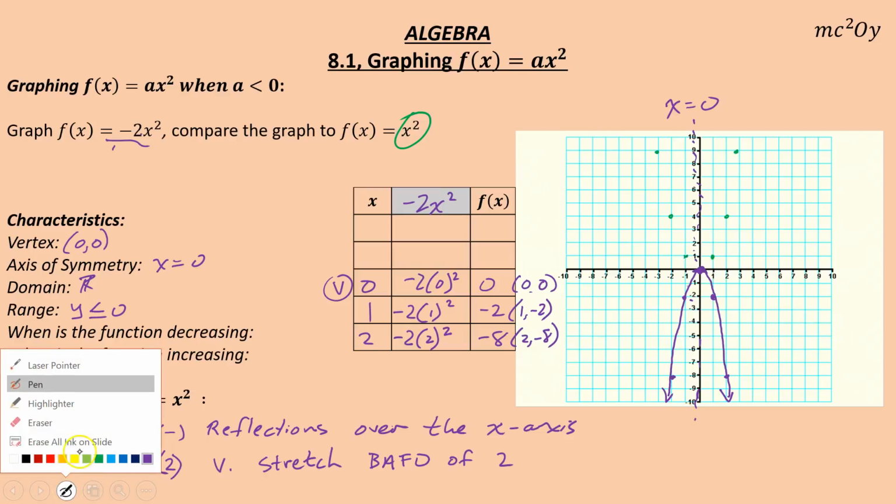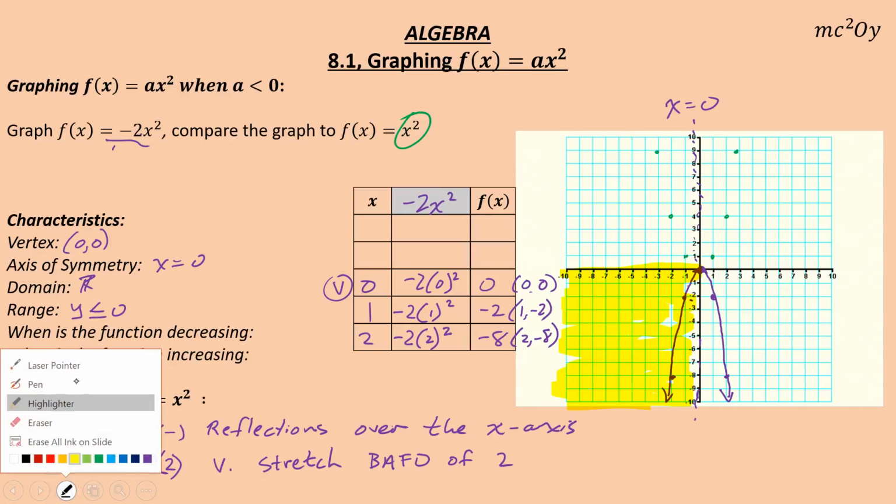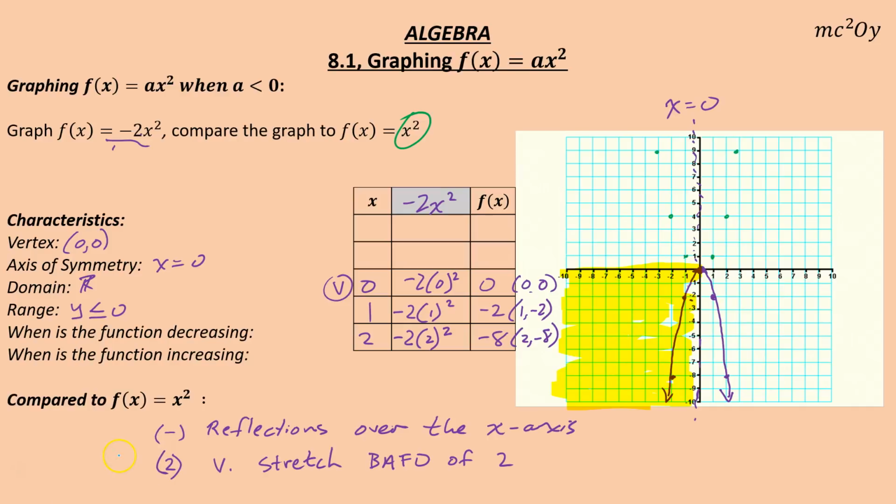My function, well, let's go ahead and, again, take our highlighter on this side of the axis of symmetry. Over here, x is less than 0, and I would be increasing on my graph. Over here, x is greater than 0, and I'm actually going downward, so I'm decreasing on my graph. So when is it decreasing? Well, that's when x is greater than 0. When is it increasing? Well, x is less than 0. All right. Yep, that's all I got for you.